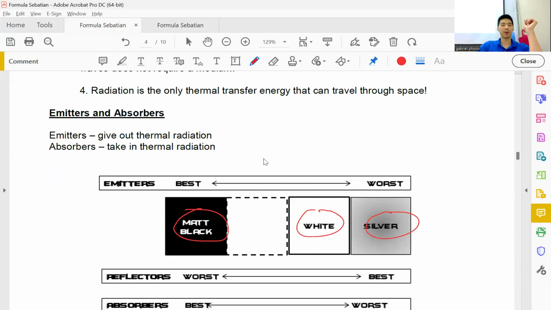Of course, I've seen the papers 1,000 times. For sure, black, white, or silver. Just like if you see the word float or sink, they are testing your understanding of density. But if you see the word black, white, or silver, for sure they're testing your understanding of radiation. Known fact, 100%. Trust me, I've done it 1,000 times.